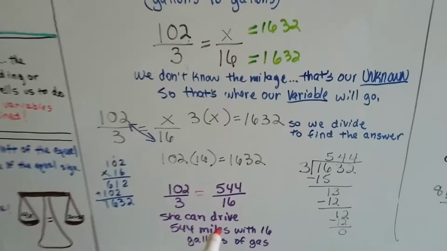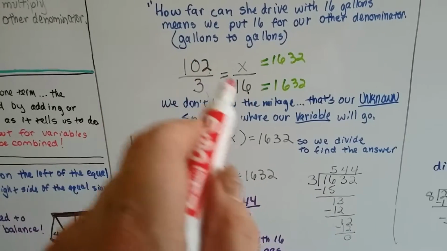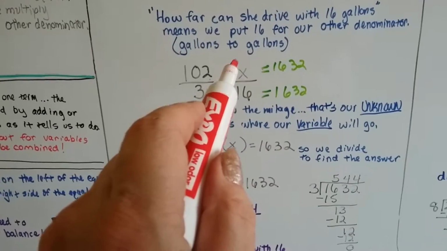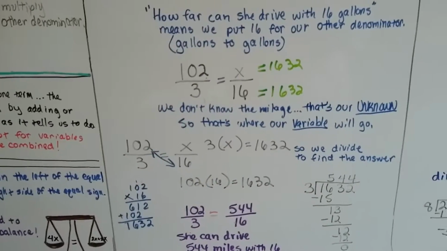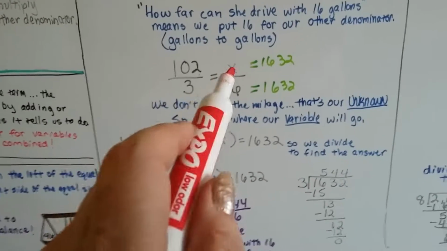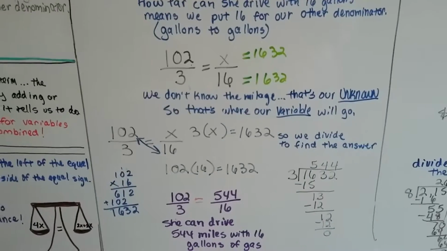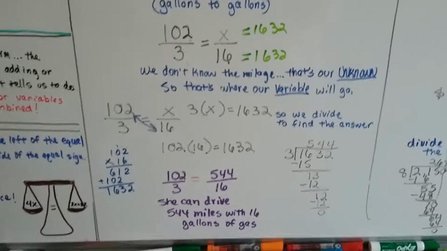The one thing you have to be careful of is, once you multiply the 102 by the 16 and get the 1632, don't put it up here. That's not what x is. 3 times x is going to equal the 1632. So be careful. Don't let it trick you, okay?